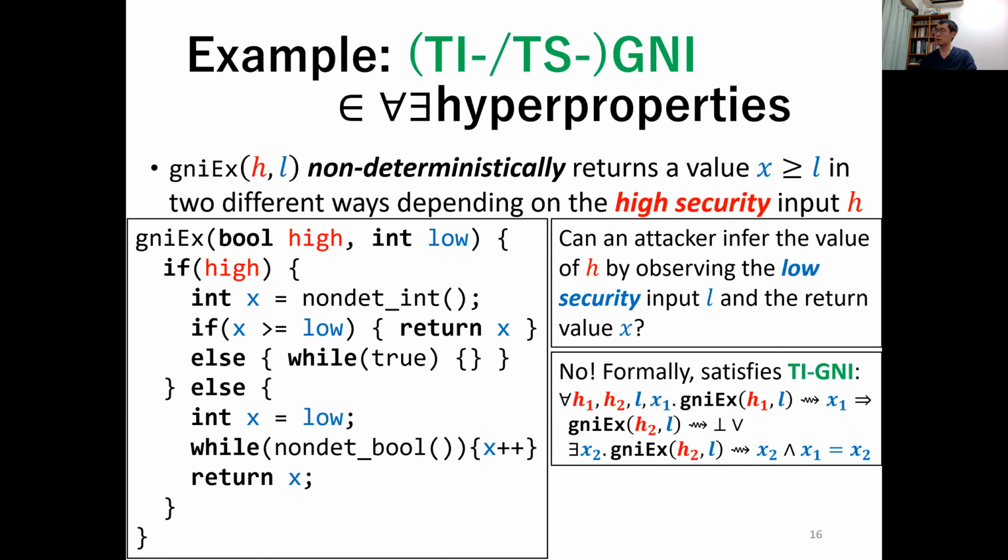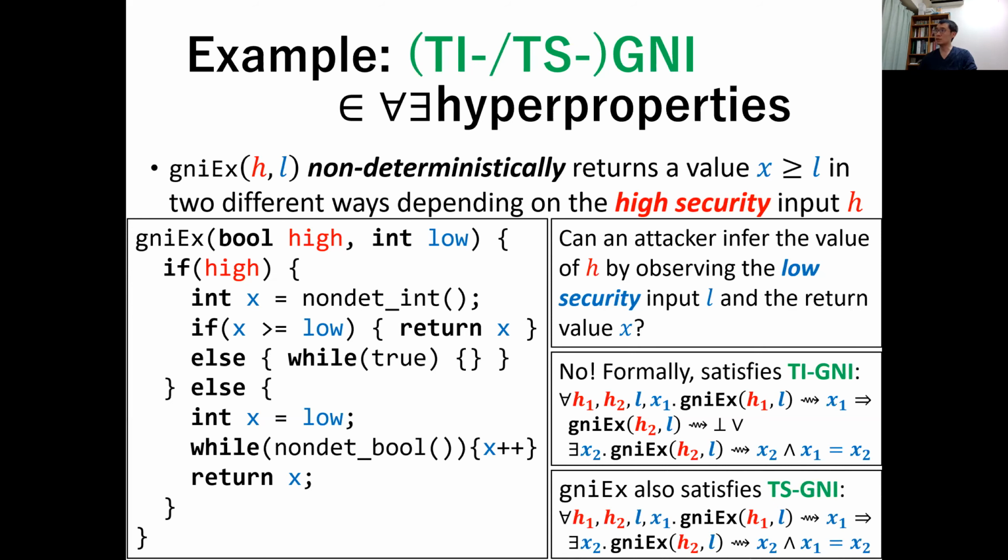No. It satisfies TIGNI, termination insensitive generalized non-interference, which is formally a hyperproperty of this form. You execute this program once under some high security input, and you get output X1. Then either executing the same program for some other high security input diverges, or there exists a terminating execution of this program which outputs the same output as this first execution. Okay. So this formalizes what I said informally about this security property.